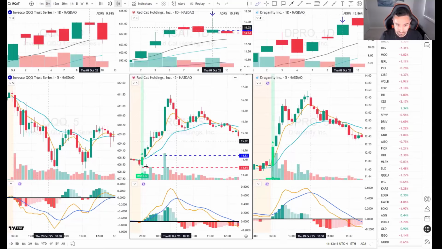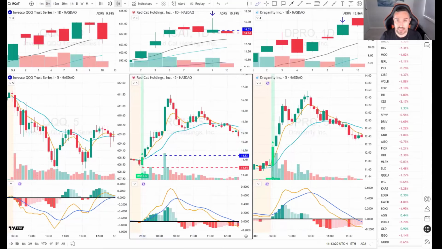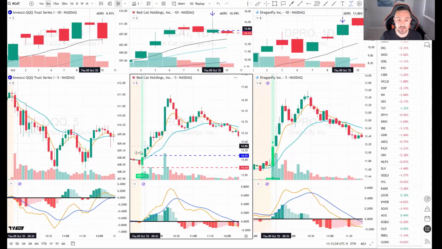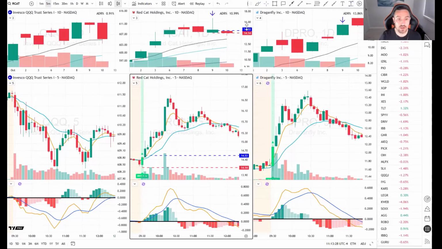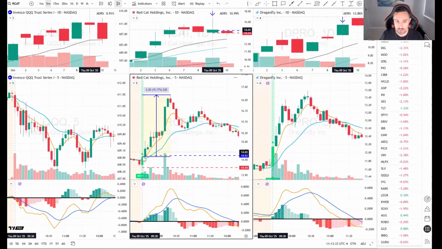In terms of RCAT here, okay, it then runs like this over its 20-day ADR percentage. So from the entry here, we can talk about the management a little bit, okay? From the entry here, it powers up like this. Let's just turn that magnet off. Powers up like this, okay? Run. And that top ticks out here.